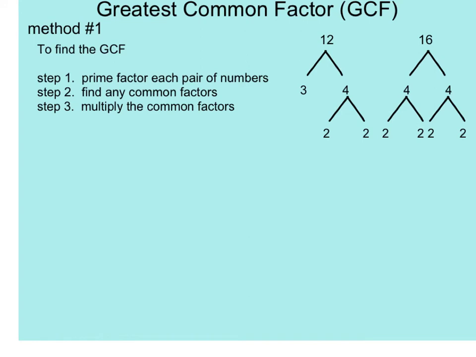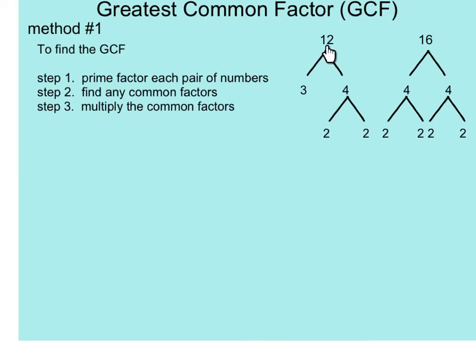Well, now let's talk about the greatest common factor. So here's how you do it. To find the greatest common factor, do the prime factorization of each pair of numbers, and then find any factors that they have in common. Whatever they have in common, we'll multiply those, and that will give us their greatest common factor. And this is one method. I'll show you another method in the next slide.